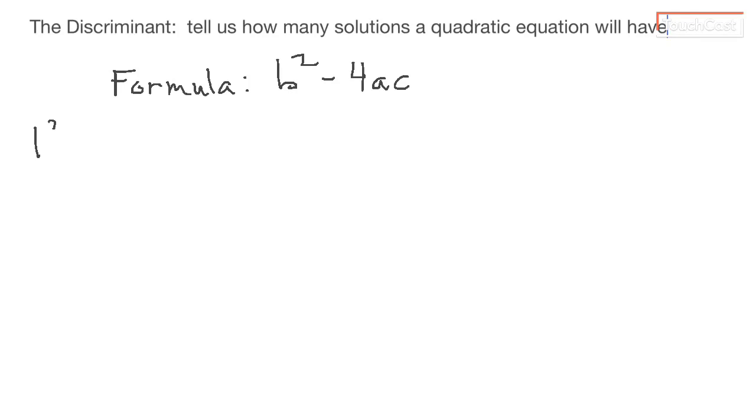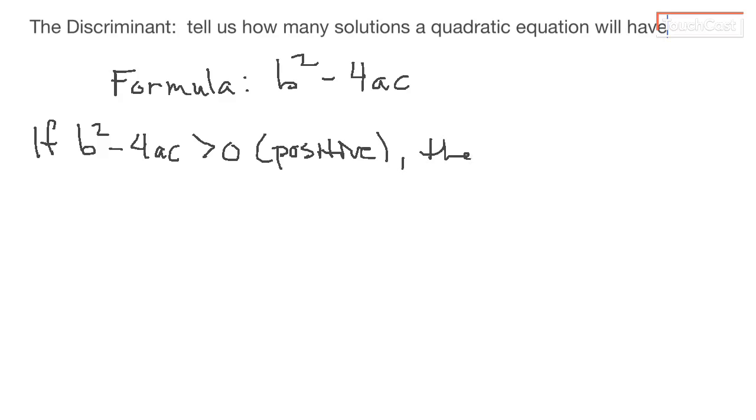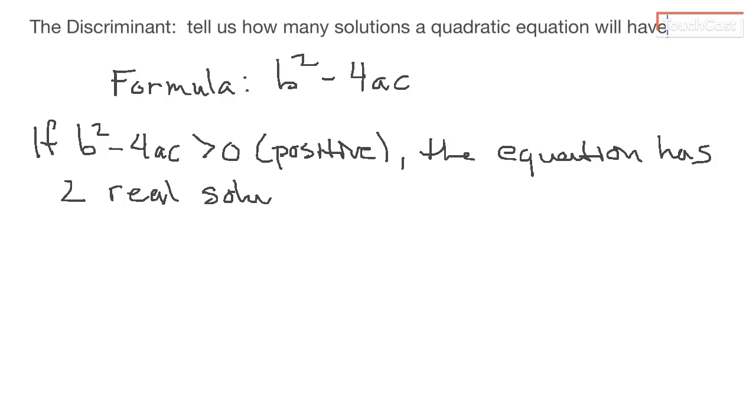And there are 3 cases, 3 different scenarios that can happen. So the first one, if b squared minus 4ac is greater than 0, meaning it is a positive value, then the equation is going to have 2 real solutions. That's case 1.